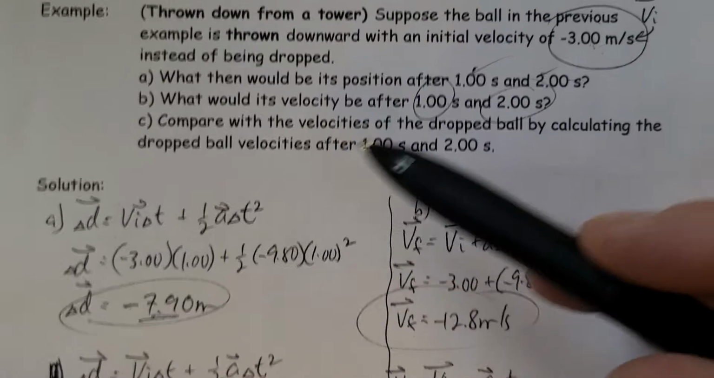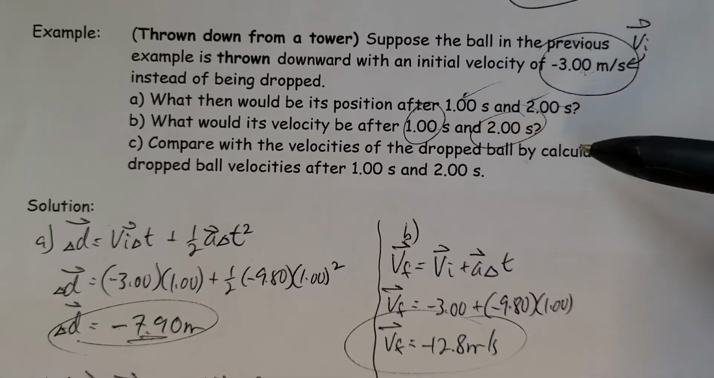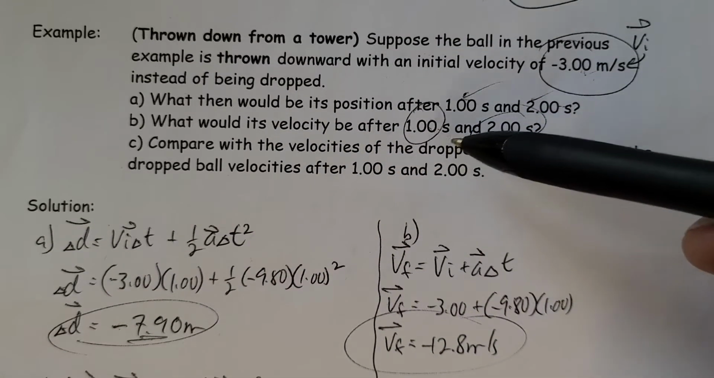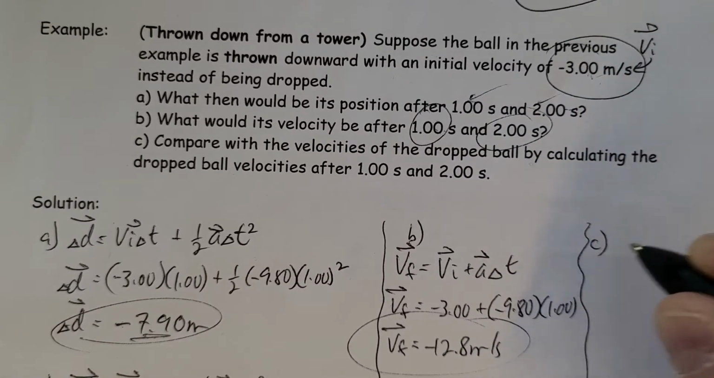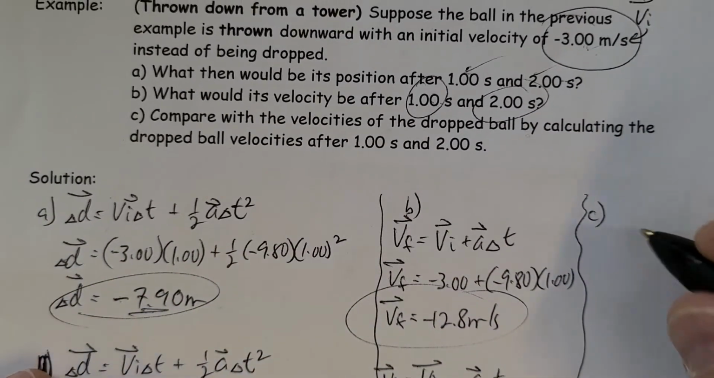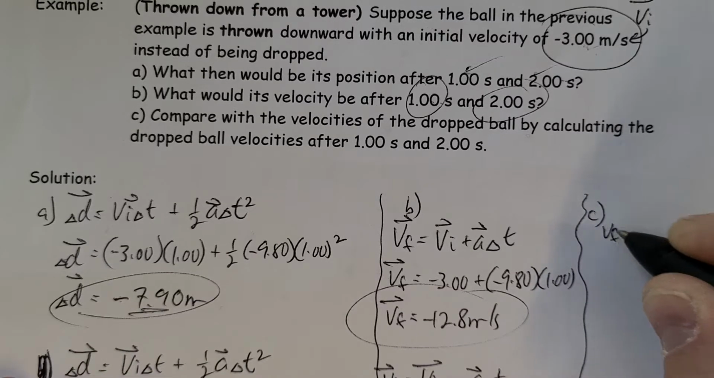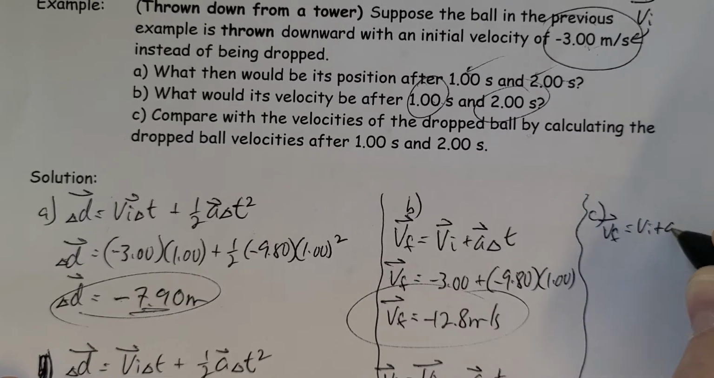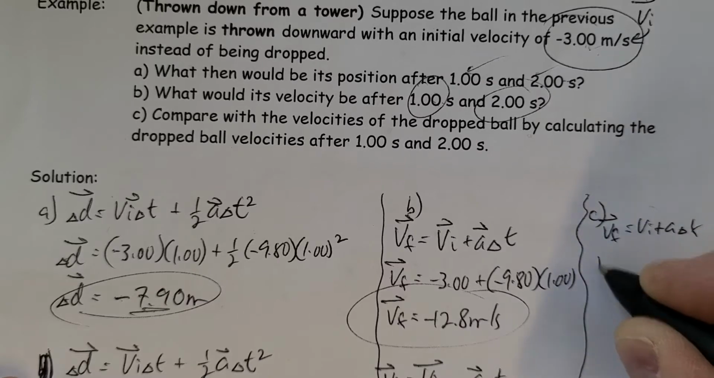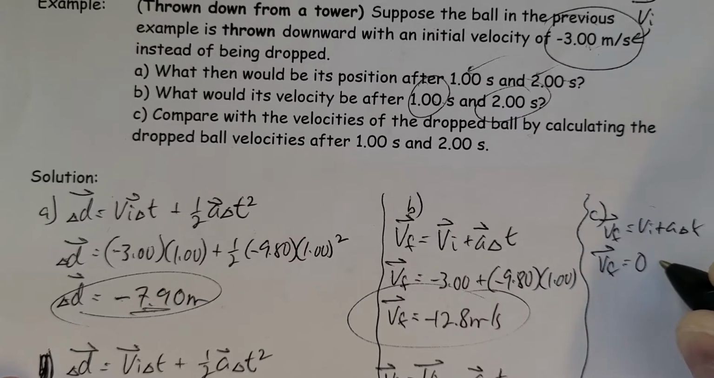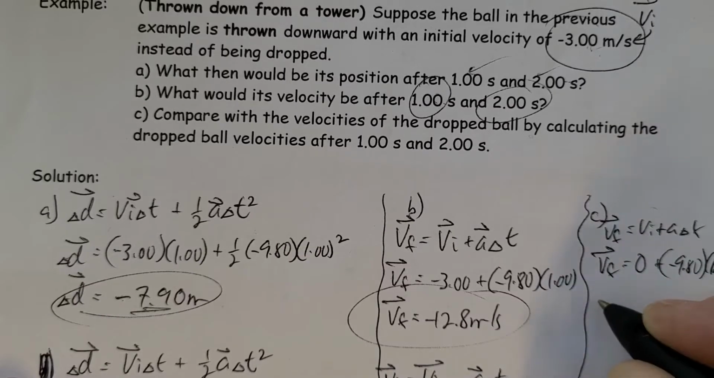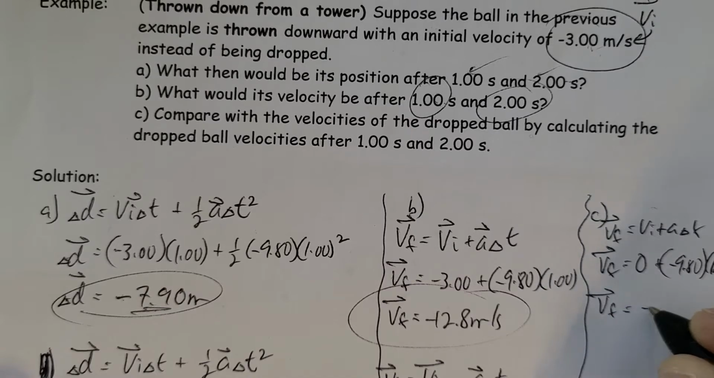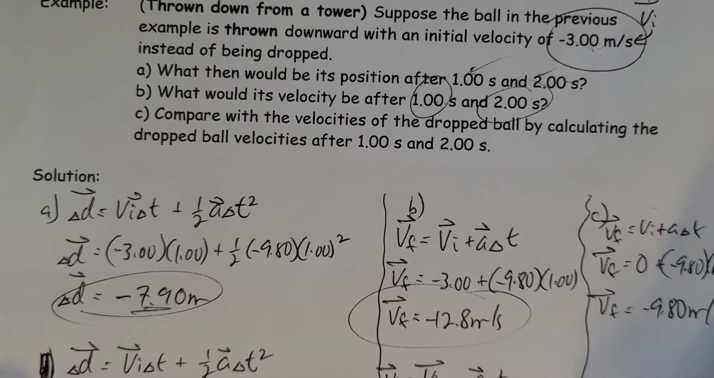So if we look at that, now the last question here: compare with the velocities of the drop ball, calculating the drop ball velocities after 1 and 2 seconds. So if I had just dropped them, going back to the scenario, VF equals VI plus A delta T. So this part here, of course, is going to be 0 plus negative 9.8 times 1. I would have just got simply negative 9.80.